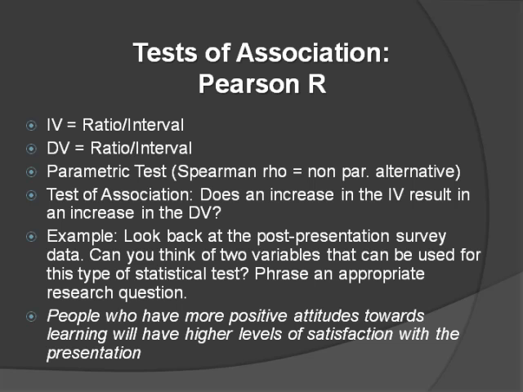Okay, you should have paused the tape by now and come up with a research hypothesis that would use the Pearson R statistical test to analyze. So let me give you my example, which is people who have more positive attitudes towards learning will have higher levels of satisfaction with the presentation. So this is the one that I gave a little bit earlier. It represented a positive correlation research hypothesis. But to analyze this, we would also use the Pearson R. So that would be the appropriate statistical test to test our hypothesis.